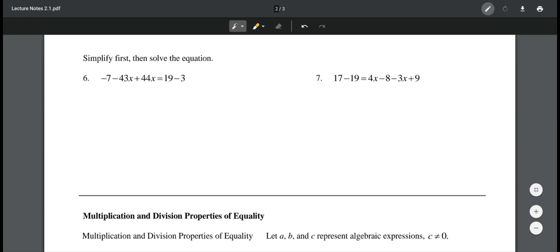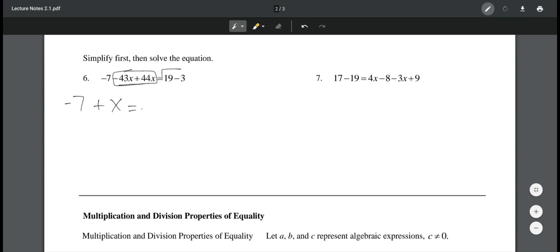Now, in the second set of examples, 6 and 7, we have a little more work to do. We're going to combine like terms first, and then we're going to move stuff. So in example 6, I have two x values on the left, so I'm going to condense those by adding them together. So negative 43 x plus 44 x gives you 1x.